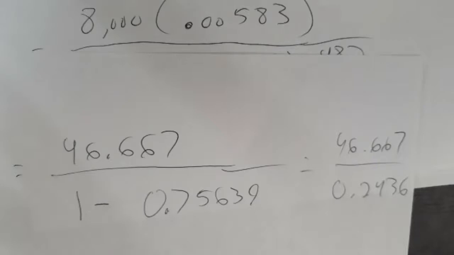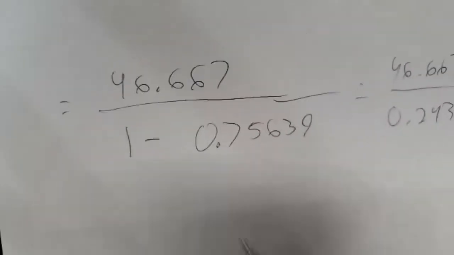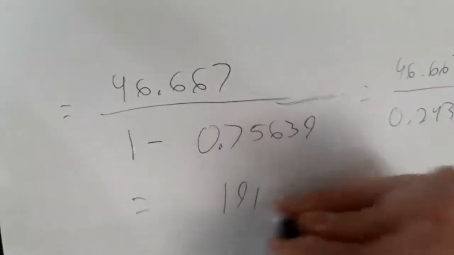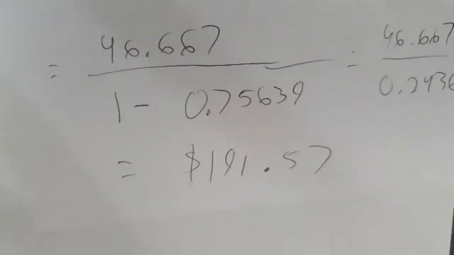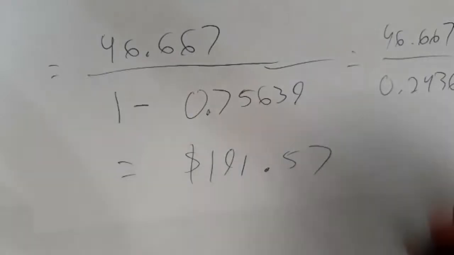Ooh, and I'm doing 46.66667 divided by that answer, which is going to give me 191.56. If I round it up, 191.57. That's what I'm getting for this payment. So this is my 4-year payment. I have figured out what my monthly payment is going to be.